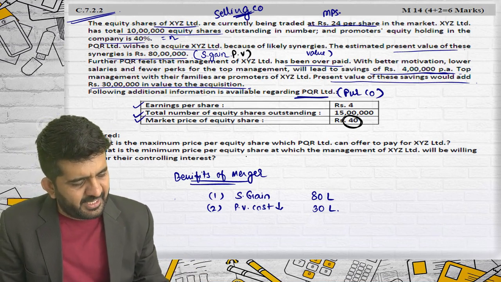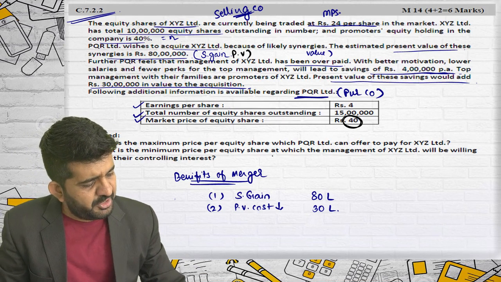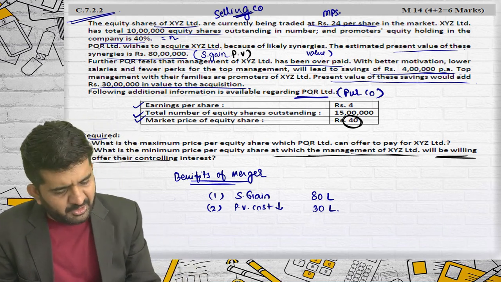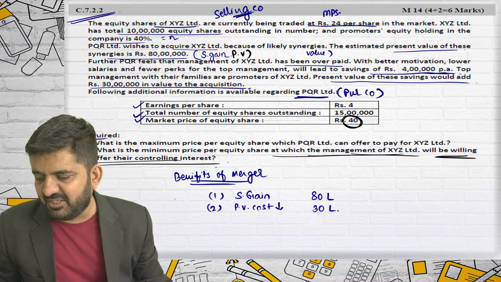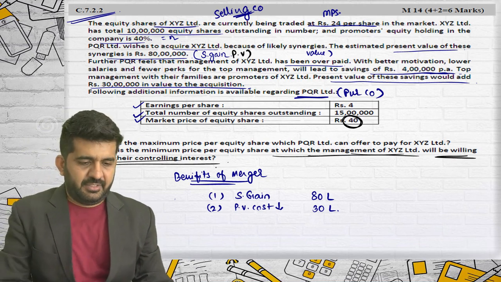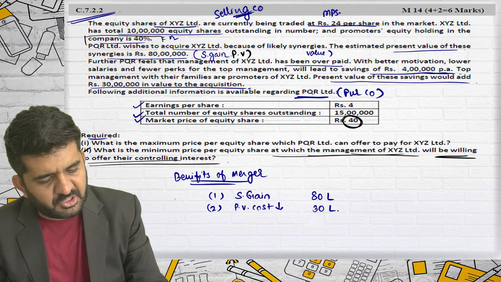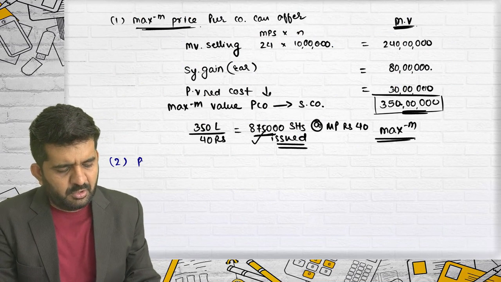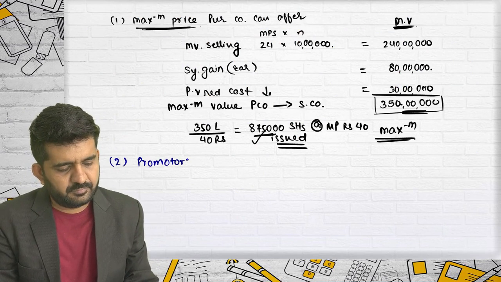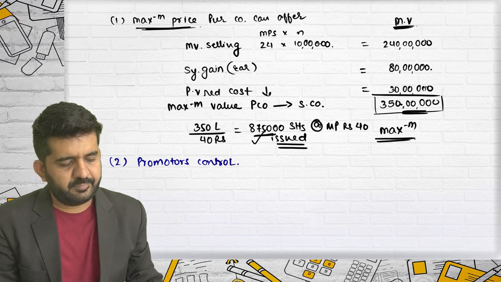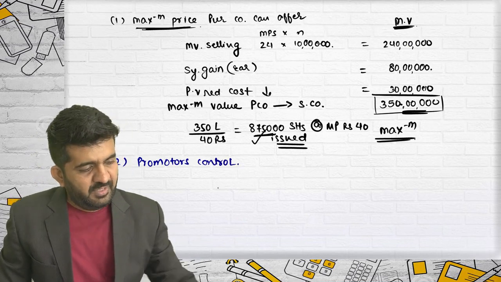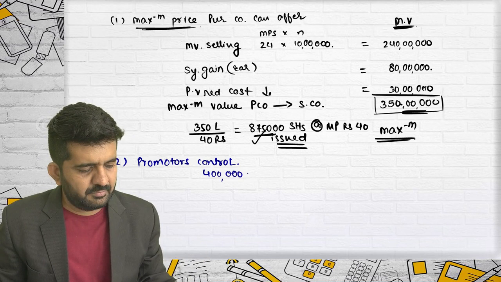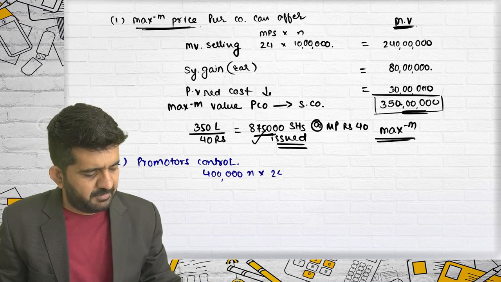What is the minimum price per equity share at which management of XYZ Limited will be willing to offer their controlling interest? Alright. How much do they control? 40% of the company? That is 4 lakh shares. Is it alright? So promoters' control will be 24 lakhs into 40%, or 4 lakhs into 24. Number of shares multiplied by market price is 24.